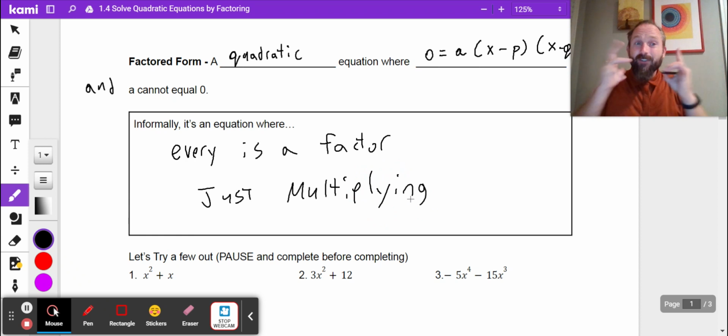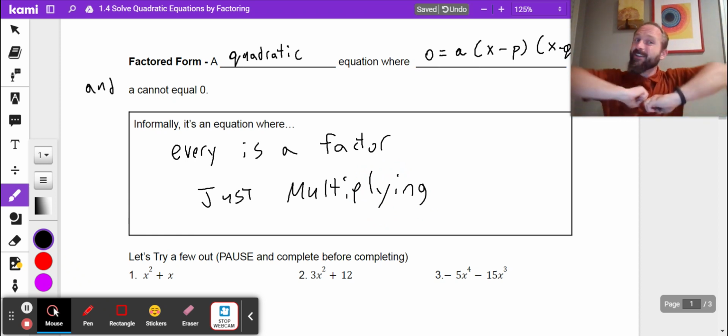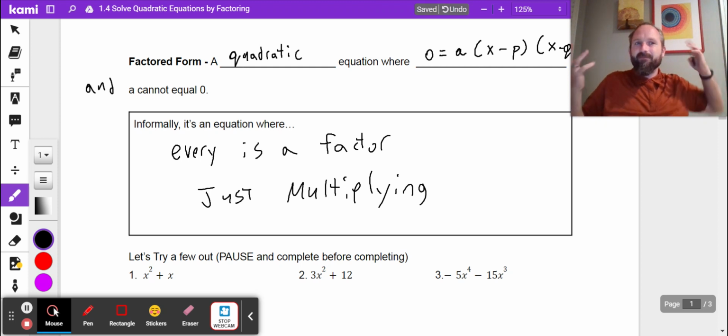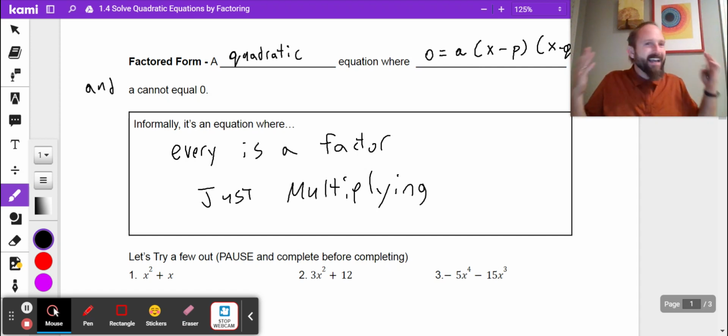Whatever is multiplying, if you can change one of them to equal 0, then the whole answer is 0. That's literally it. If there are 3 different factors, this times this times this, what do you have to do to any of them to make them 0? That's the work. What makes this 0? That's it. Let's go on. Let's try out a few.